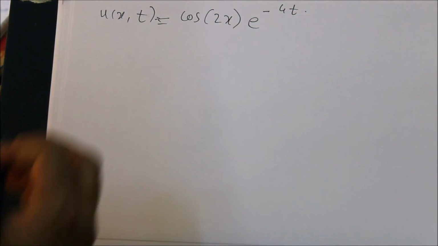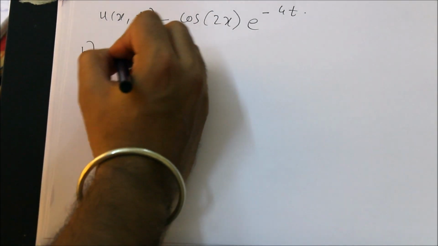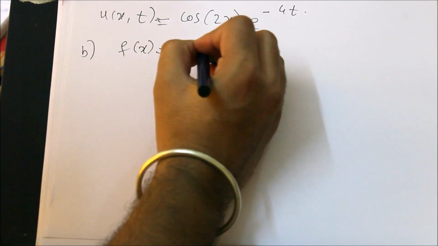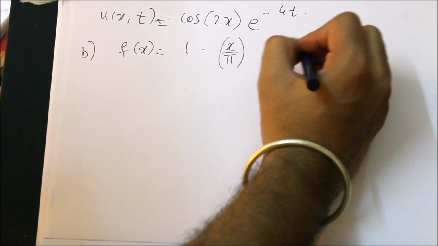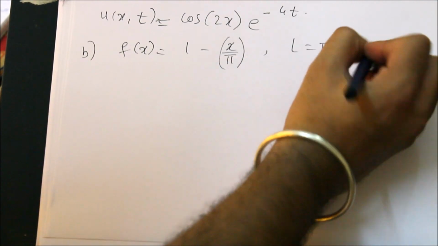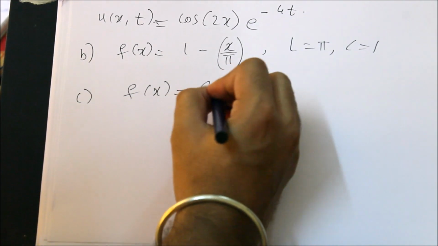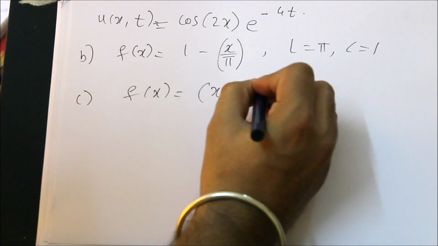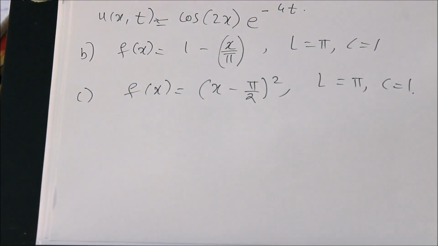Just for practice sake, you can solve the remaining two problems. If I take f of x equal to 1 minus x upon pi for L equal to pi and C equal to 1, and one more example, f of x equal to x minus pi by 2 whole square, L equal to pi, C equal to 1. Try to solve them, and you can put up your answers in the comment section.